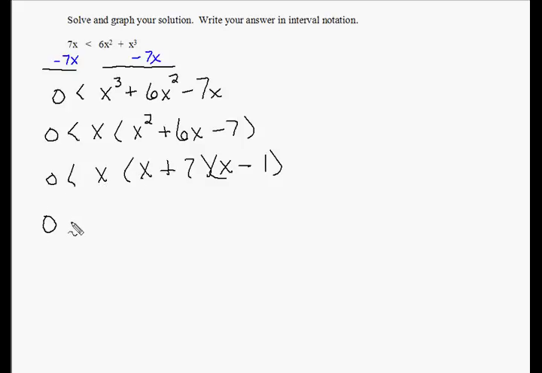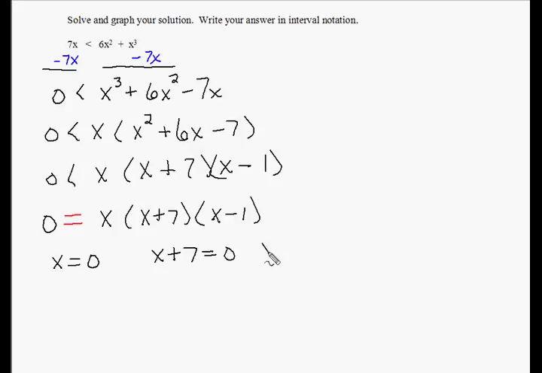Well, again, we really won't know which ones are greater than 0 and which ones are less than 0. So we'll change this inequality to an equal sign. And we'll have x times x plus 7 times x minus 1 is all equal to 0. And then we can use the zero product property that says that if you're multiplying and 0 is your answer, then you had to have multiplied by 0. So either x is 0, or x plus 7 is equal to 0, or x minus 1 is equal to 0. So we have x equals 0, and x equals negative 7, and x equals positive 1.